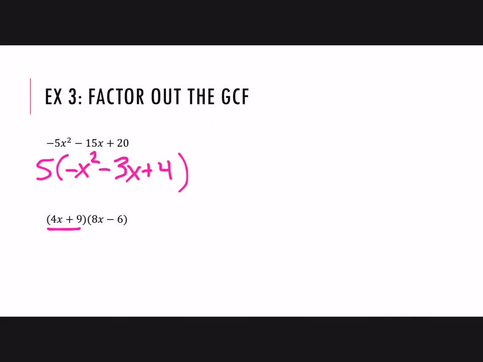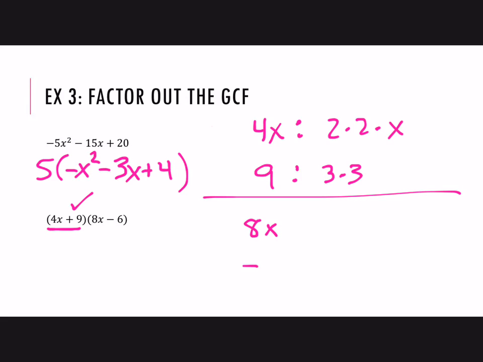So what I want to do is look at each of these expressions individually, so 4x plus 9, and to make sure that's fully factored, I'll do the same thing. I'm going to line up 4x and 9, break them down into their factors, so 2 times x, and 3 times 3. And I don't see anything that I can circle that they share in common, so that's fully factored. Then I check the same thing for 8x and negative 6.